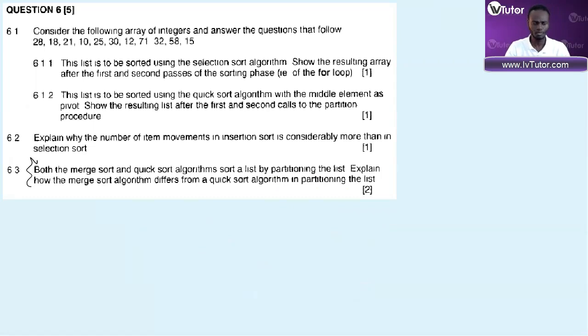So we said that the quick sort algorithm uses a pivot and it partitions the list by putting all items less than the pivot in one sublist and all items greater than the pivot in another sublist. And merge sort simply partitions the list by creating two nearly equal sublists, and that's it. That is the difference in terms of partitioning. And in terms of sorting, it's also worth knowing that quick sort sorts on partition, merge sort sorts on merge. That is also another key difference.